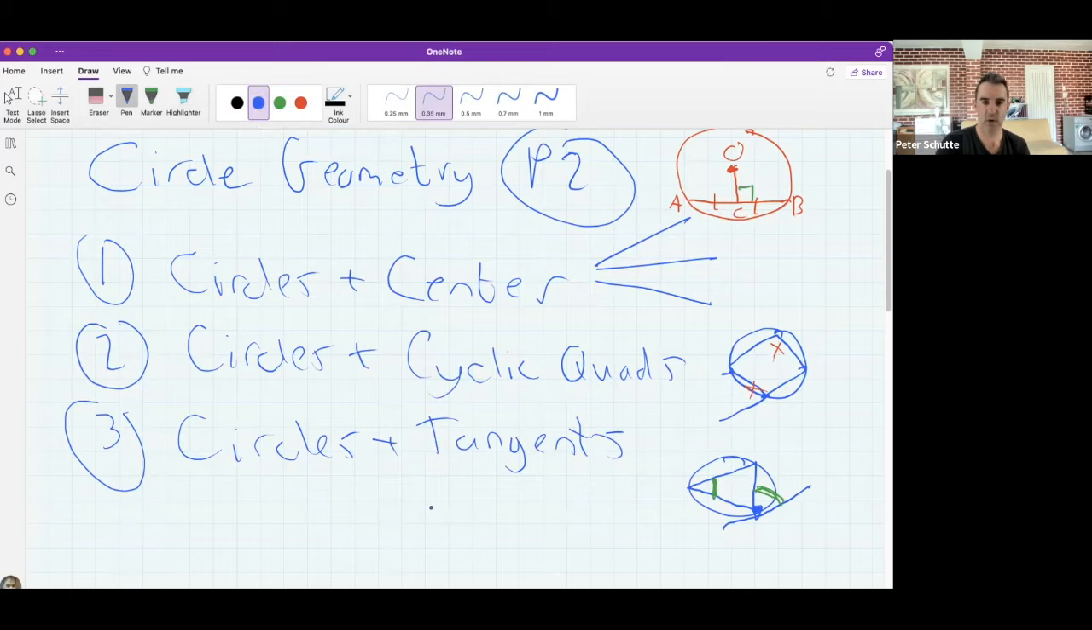And then the other quite important tangent theorems, I'll do a couple. The other tangent theorem says, if we've got tangents from a common point, so these are tangents, then these two will be equal.